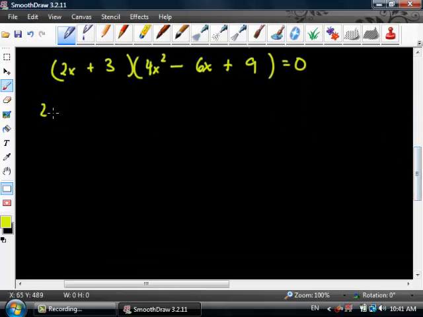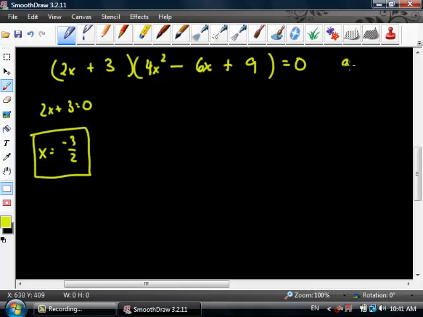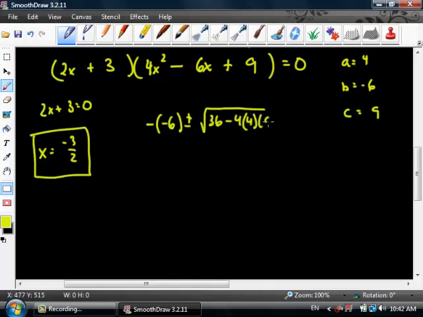Okay, well this is easy. 2x plus 3 equals 0. So x equals negative 3 over 2. That's easy. This one here, remember, as much as you'd like to, this thing can't be factored, so we'll have to use the quadratic formula on it. A equals 4, b equals negative 6, c equals 9. So I've got the quadratic formula. It's negative 6 plus or minus the square root of b squared, so b squared is 36, minus 4ac is 4 times 9, all over 2a.